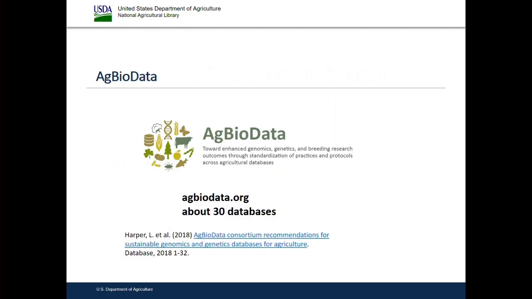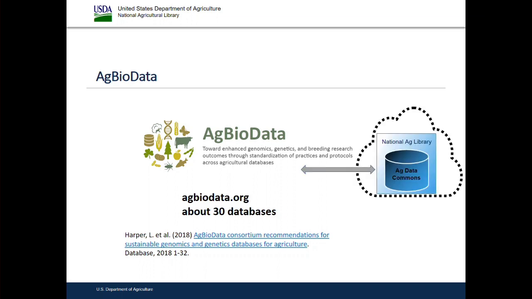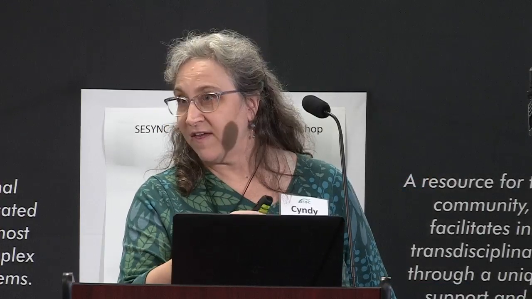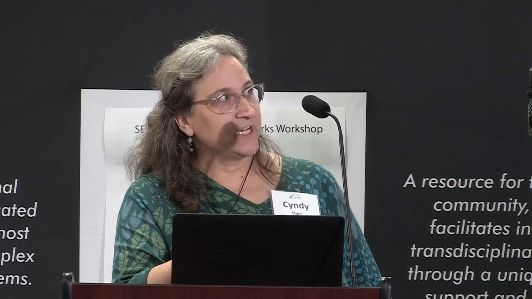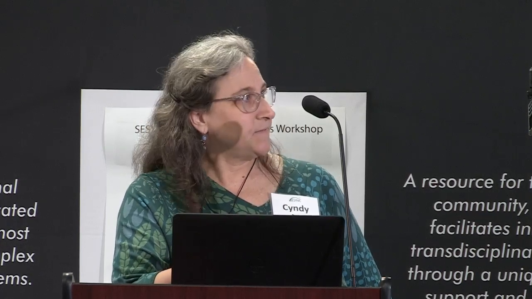All right, AgBioData is a consortium of about 30 different databases, mostly genomics, and they have a variety of different platforms, but they have just submitted a proposal to NIFA, the extramural granting agency for USDA, to try to do essentially a combination between an RCN and also to develop some infrastructure. And that infrastructure would connect them to the Ag Data Commons so that we can take care of all those other things, compliance, connections to the outside world, and they can focus on building towards standardization within these databases.